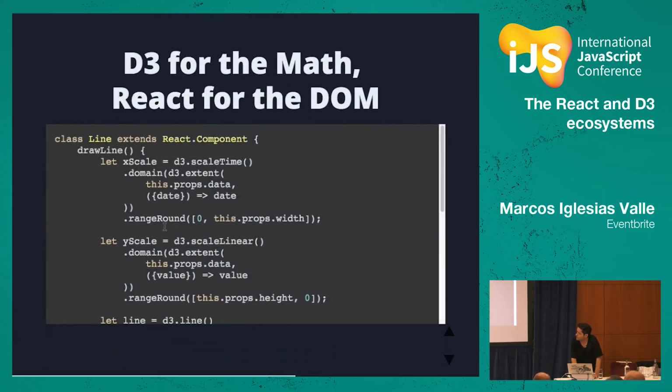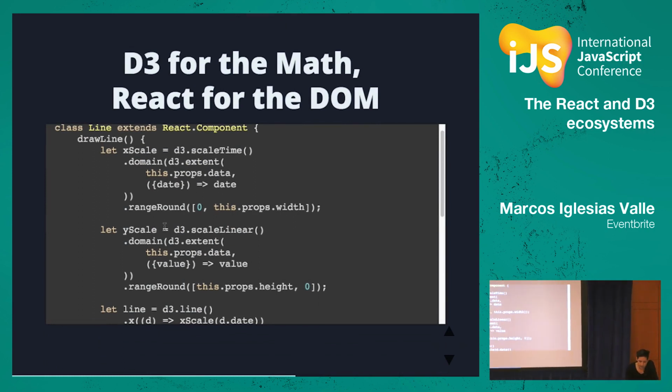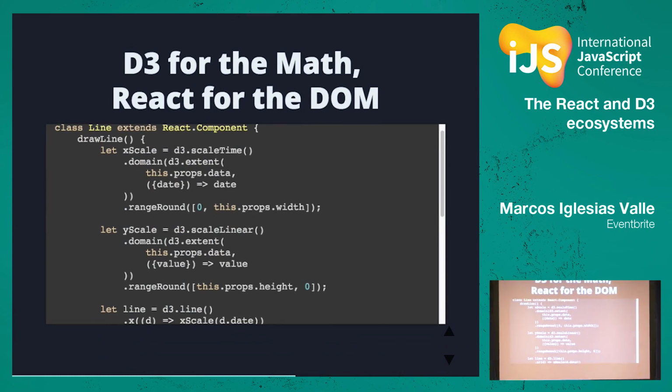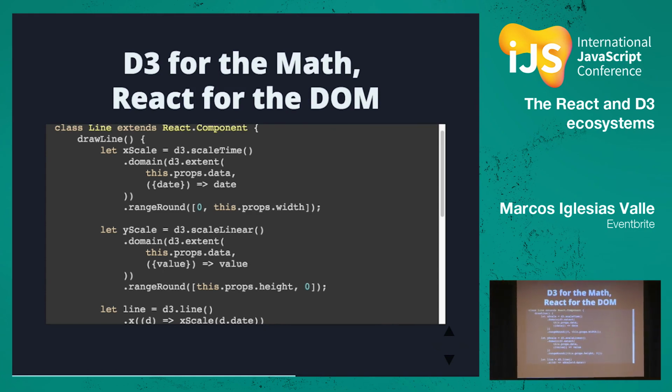Let's see how it looks in the code. So this is a super simple chart. In the render, we have an SVG with the width and height that we set from props, and then we call this drawLine method. In the drawLine method, we're going to create scales. That is something that we need for D3 charts. And then we're going to create a line that is basically the path that we're going to use to create a line.